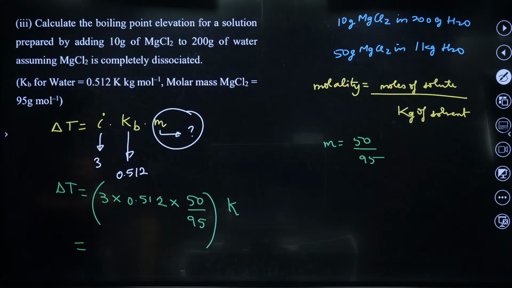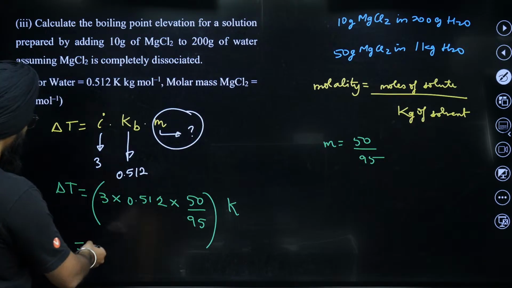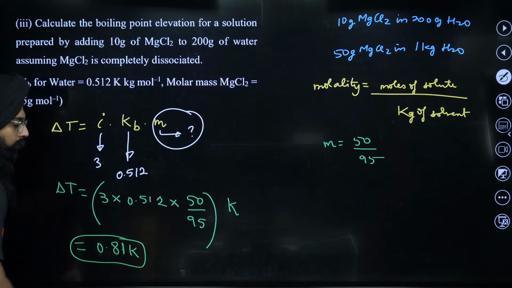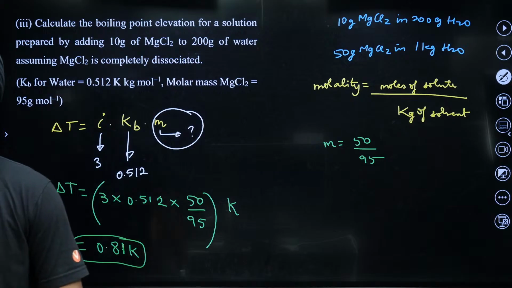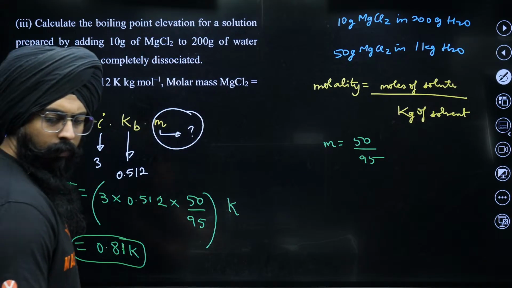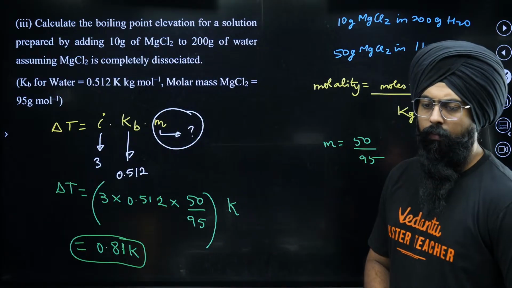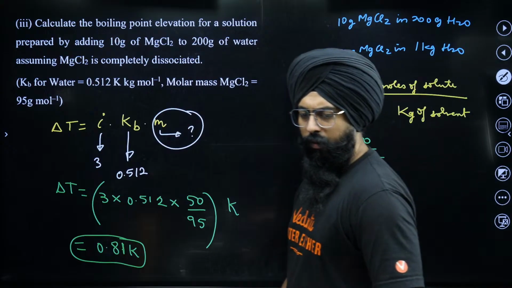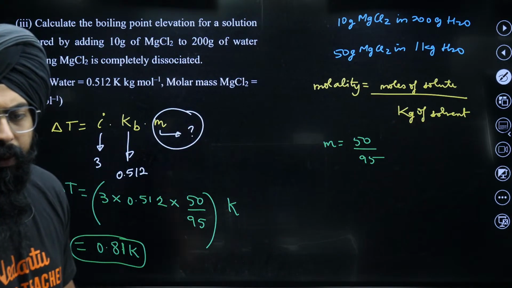3 into 0.512. How much is it coming out to be? Approximately 0.81 Kelvin. Yes? We got this? Please do the calculation on your own once. Check if you have any doubts, you can ask me.